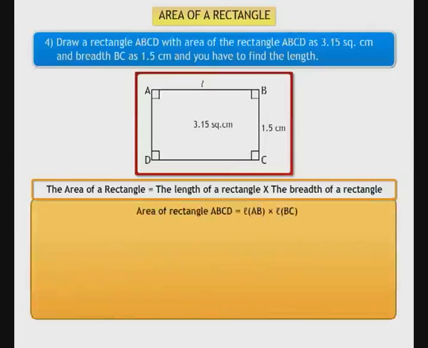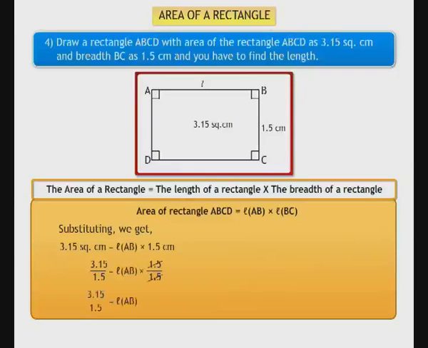Dividing both sides by 1.5, we get 3.15 divided by 1.5 is equal to length AB. First, remove the decimal point so that it becomes easy to divide. That is, 3.15 into 100 upon 1.5 into 100 is equal to length AB. That is, 315 upon 150 is equal to length AB is equal to 2.1 centimeter. Therefore, the length of the rectangle ABCD is 2.1 centimeter.